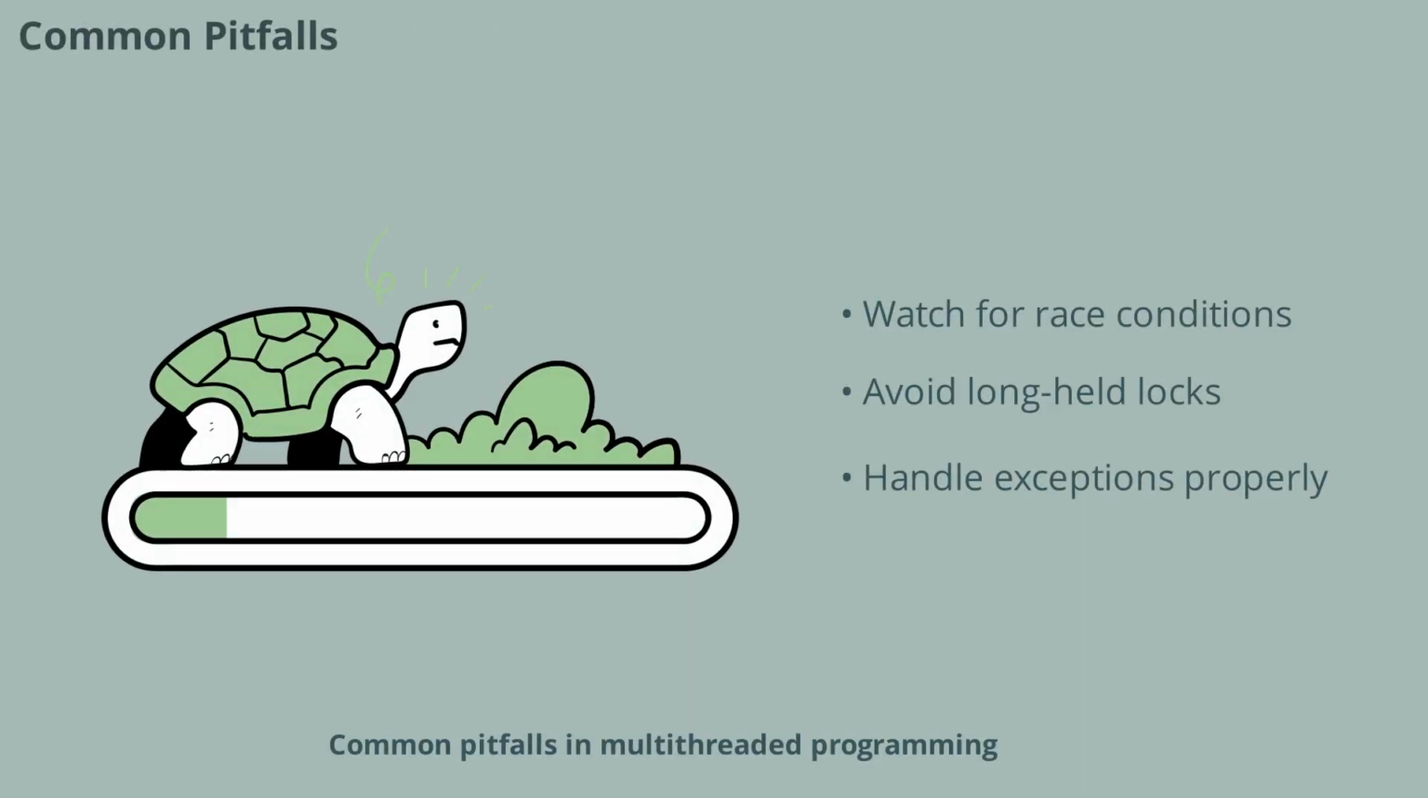Common pitfalls in multi-threaded programming include forgetting to synchronize shared resources, causing race conditions, holding locks for too long, leading to performance bottlenecks, and improper exception handling, which can terminate threads unexpectedly. Always review your code for these issues and use Java's concurrency utilities to simplify development.